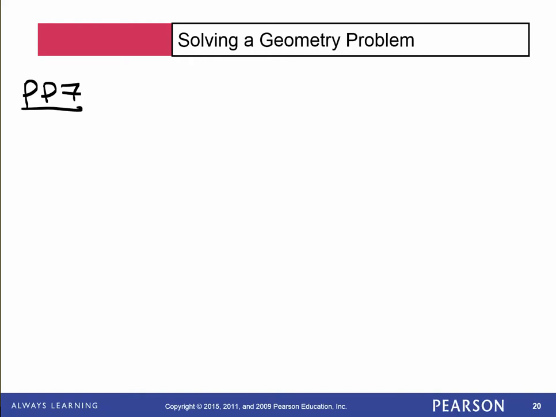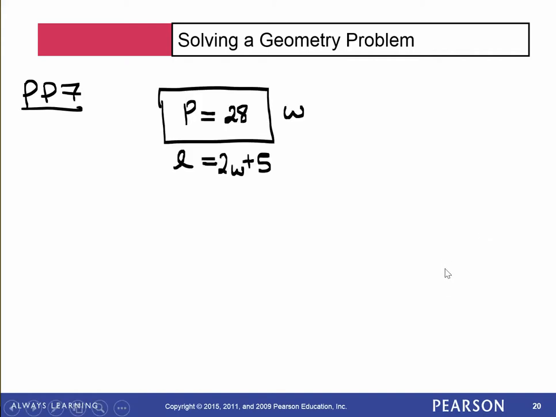Find the dimensions of the rectangle, assuming that its perimeter is 28. So if you got it, go for it. If you say, Mr. H, what were you speaking? Let's go for it. So diagram, there it is.